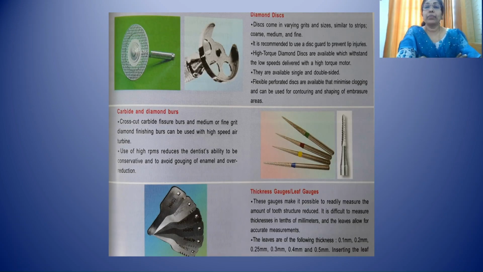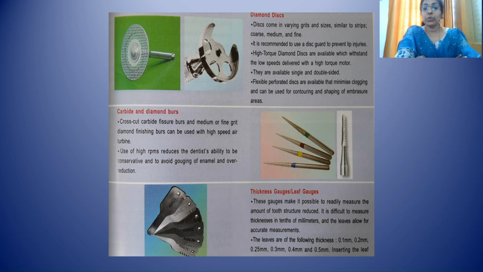Now, what are these diamond discs? So diamond discs come in different sizes, and that is coarse, medium, and fine. Okay, so in order to prevent any injury to the lip, disc guards should be used. Okay, and the next one is carbide burrs or diamond burrs. So these diamond burrs should be used carefully because you can alter the morphology of the tooth.